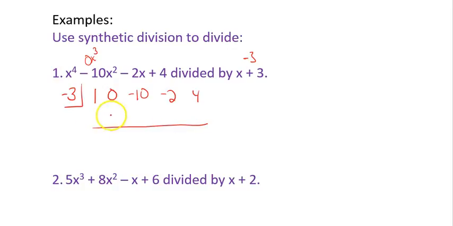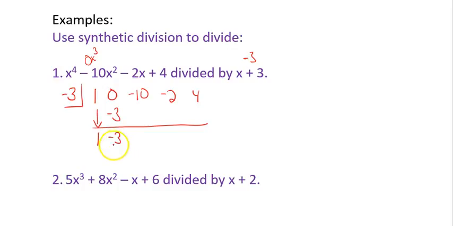And so I'm going to bring the first number down. I'm going to make a line, kind of like you did subtraction or addition back in elementary school. You bring the first number down, multiply that number by the number in the box, and put your answer under the next number. So 1 times negative 3 is negative 3. You add whatever you have here. So 0 and negative 3 is negative 3.